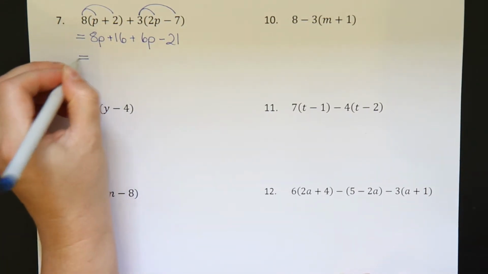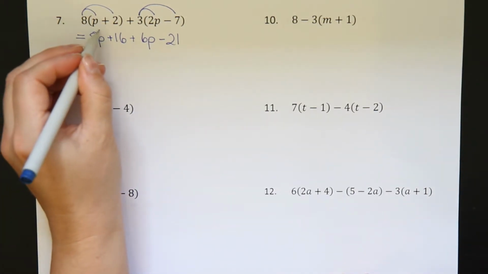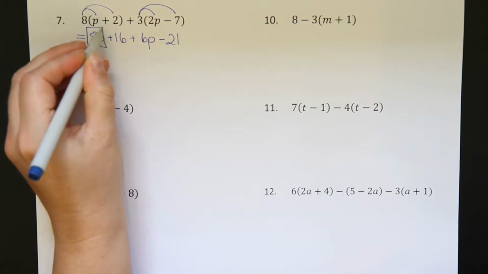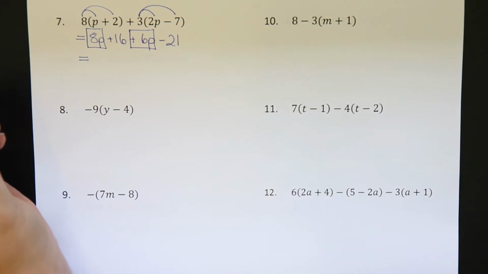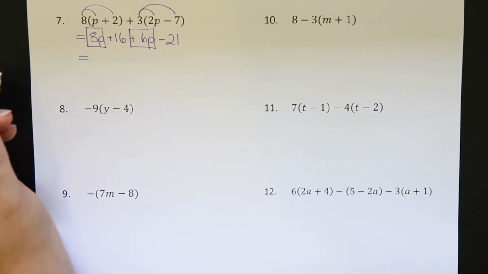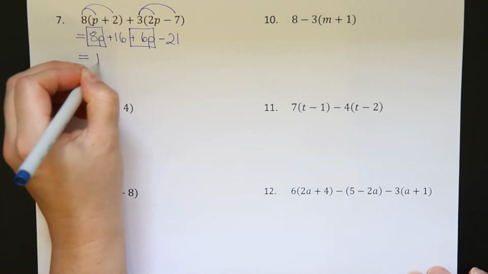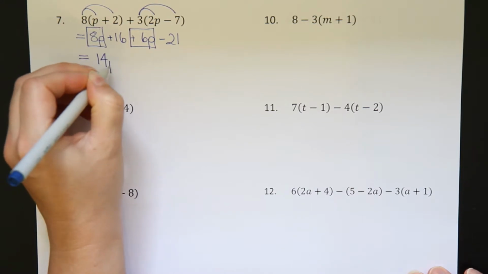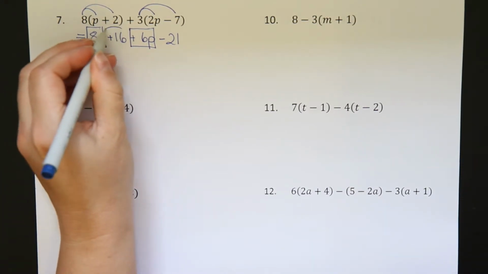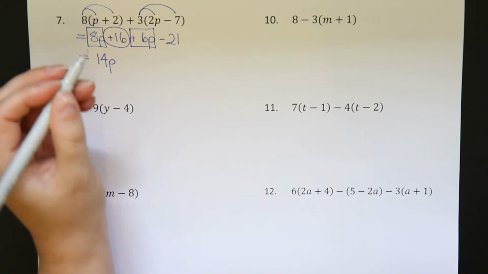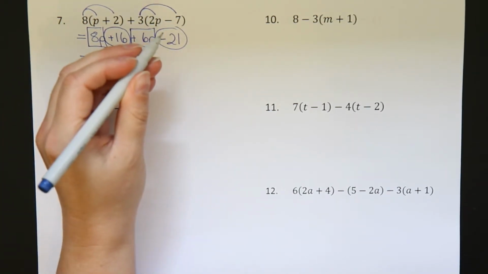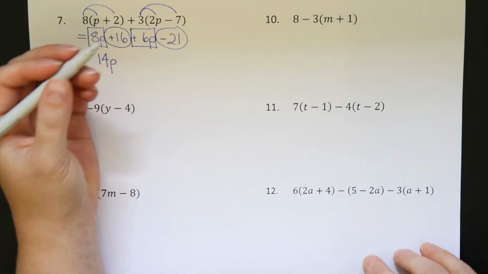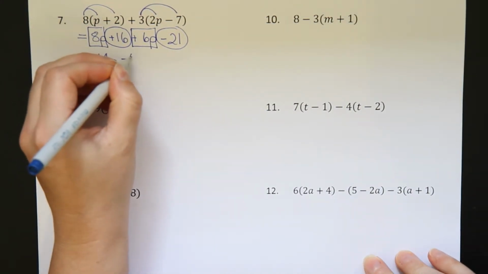Then I want to collect some like terms. 8p and 6p are like terms. 8 plus 6 is 14p. Then I have a 16 and a minus 21 that I want to add together. So 16 minus 21 is a negative 5.